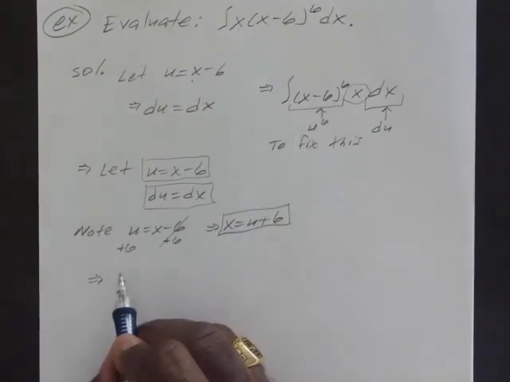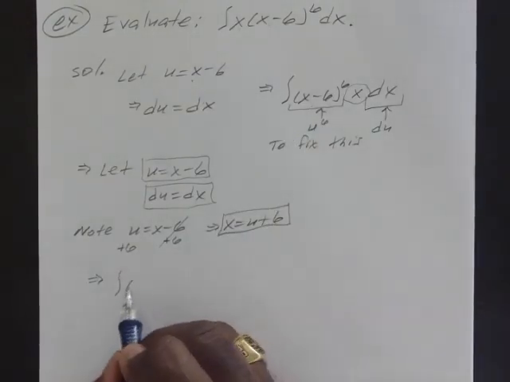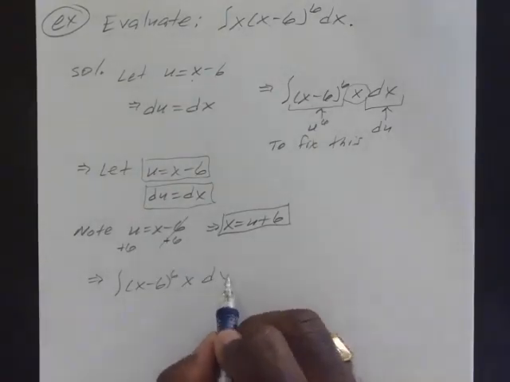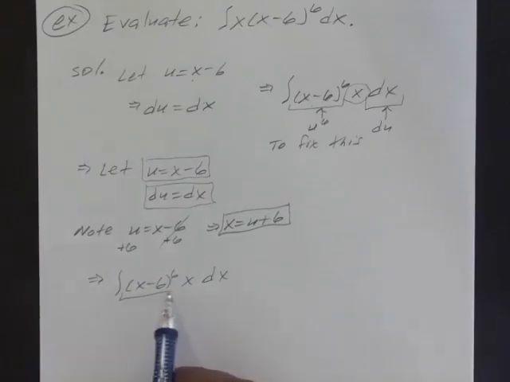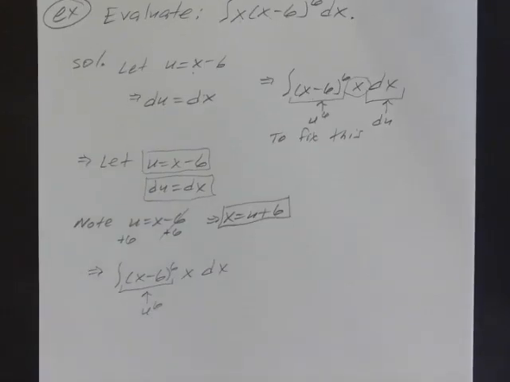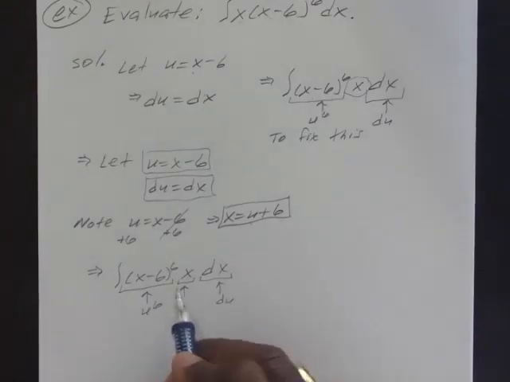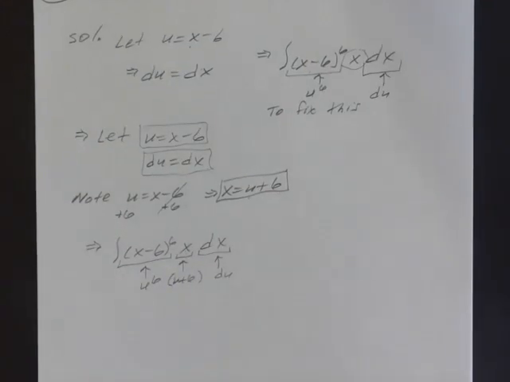So that means we can take this integral of (x - 6)^6 times x dx. Our u is still u to the 6th power, and our dx is still du. But now we can rewrite this x and just make that u + 6. So we have strictly a function of u. I'll put little parentheses around that just to make sure.